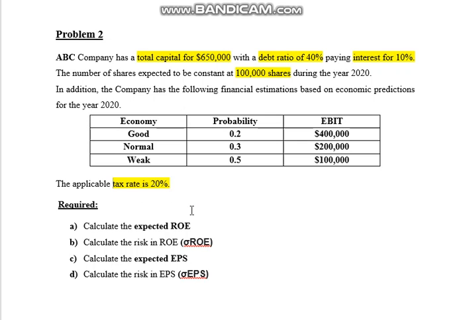Part A, the required is to calculate the expected ROE. Part B, calculate the risk of ROE, or the standard deviation of ROE. Part C, calculate the expected earnings per share. And part D, calculate the risk in earnings per share, or the standard deviation of the earnings per share.